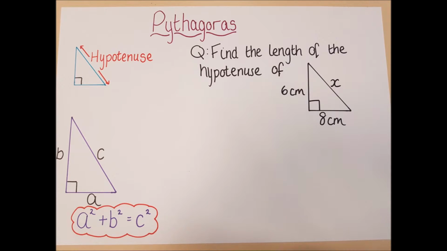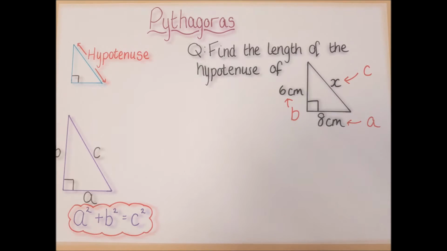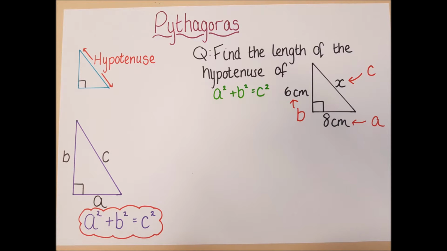Now we will look at an example of how to apply Pythagoras' theorem in a question. In this question, it is asking us to find the length of the hypotenuse of the triangle in which the smallest sides have side length 6 cm and 8 cm. The first thing we must do in any Pythagoras question is to label the sides, where the hypotenuse gets the label C and the smaller sides get the labels A and B. Next, we want to take a look at our formula. A squared plus b squared is equal to c squared.